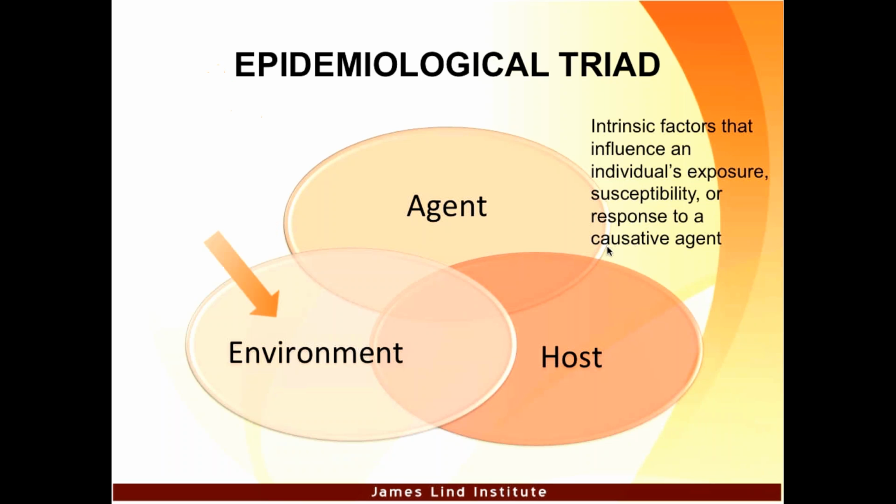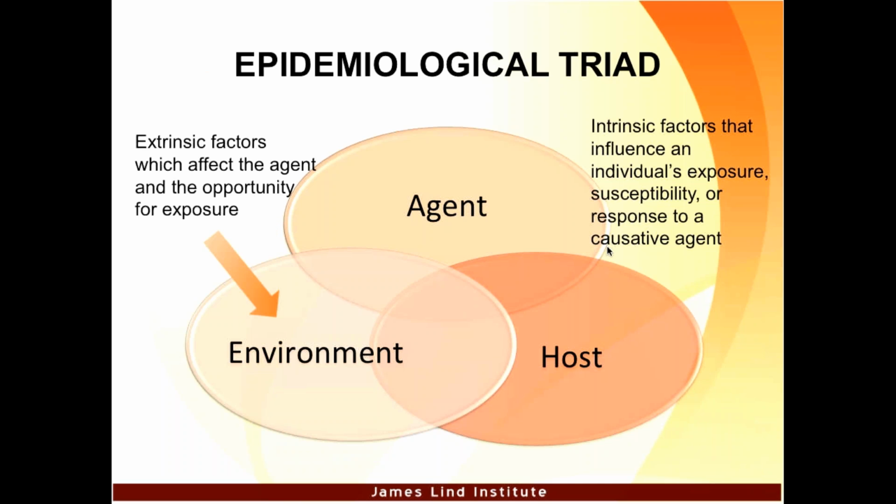And then lastly, we have the environmental factors. These are extrinsic factors which affect the agent and the opportunity for exposure. So in the example of malaria, it might be, for example, climate. We know that you're much more likely to get malaria when it's a warm and rainy season, because then that allows for the reproduction of mosquitoes that spread the parasite.